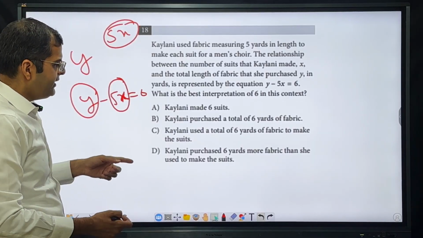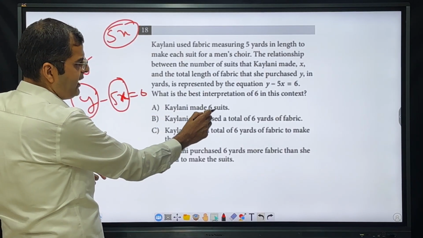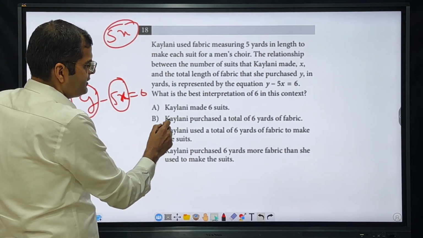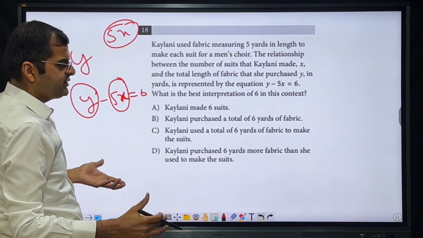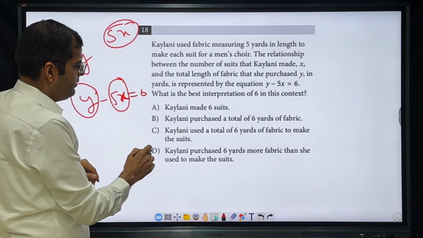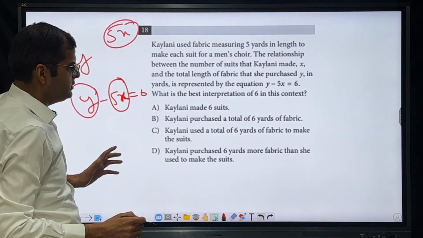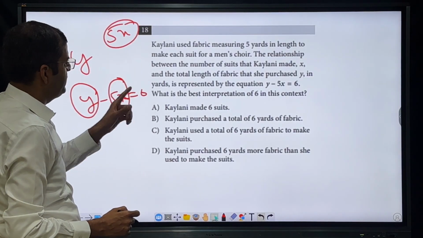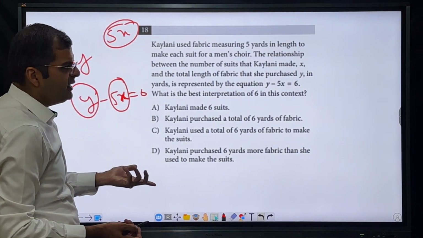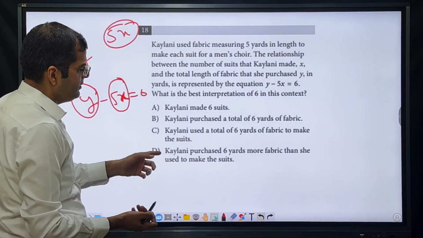Okay, so if you look at it, the first answer option says Kailani made 6 suits. It's incorrect. Second, Kailani purchased a total of 6 yards of fabric. No, because she purchased y. Kailani used a total of 6 yards of fabric to make the suits. It is also wrong. It's not 6 yards of fabric. Used is 5x. So answer option D is the only remaining one. It should be correct, but we'll see.